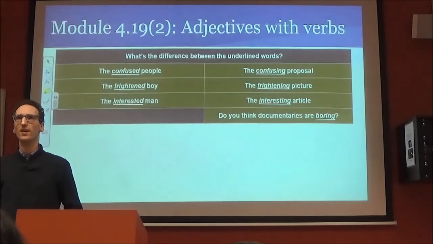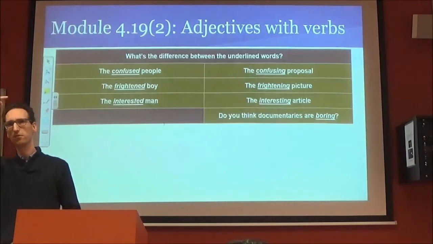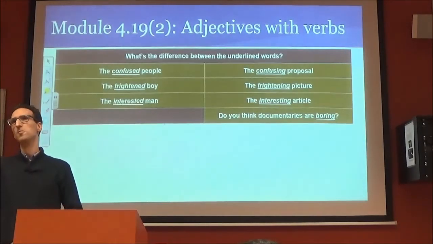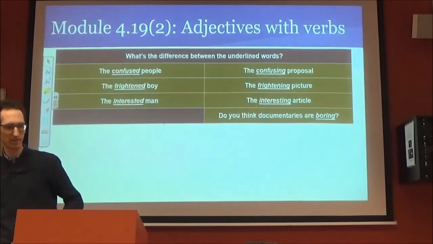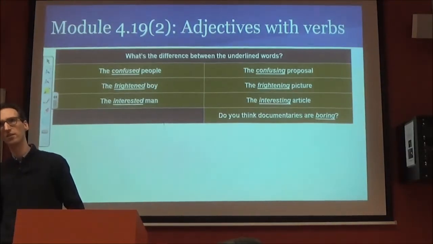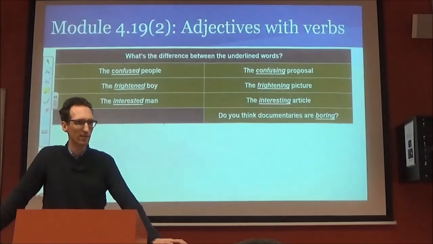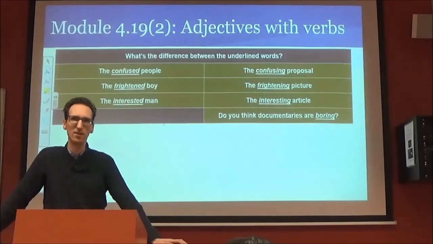But, I'm not joking. Sometimes what people say is correct, but then it's a different way of explaining what I actually have in my head. Yes? Isn't it because people, boy and man, are alive, like the things, like proposal, picture, and article, are things? But a man can be interesting too, can't he? Oh yeah. Maybe you're thinking in a too complicated way. In the first row, the confused people, the frightened boy and the interested man, it says something about the nouns. The people are confused. And in the second, the confusing proposal, the proposal confuses others.